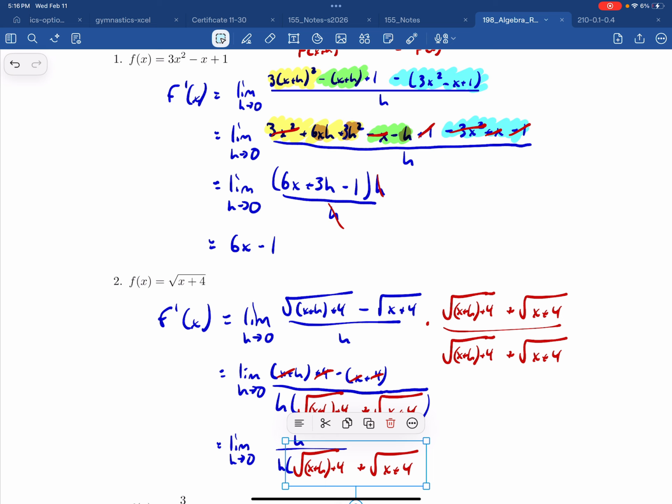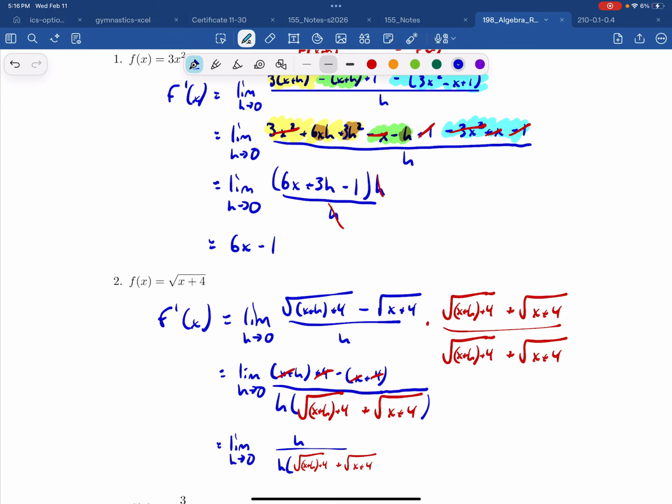Times this nonsense, right? Maybe I could shrink that a little bit. Maybe that's a nicer thing to do, right? Just shrink it. And anyway, when we shrink it, we notice that the h's are going to cancel out. We just have a 1 up here.